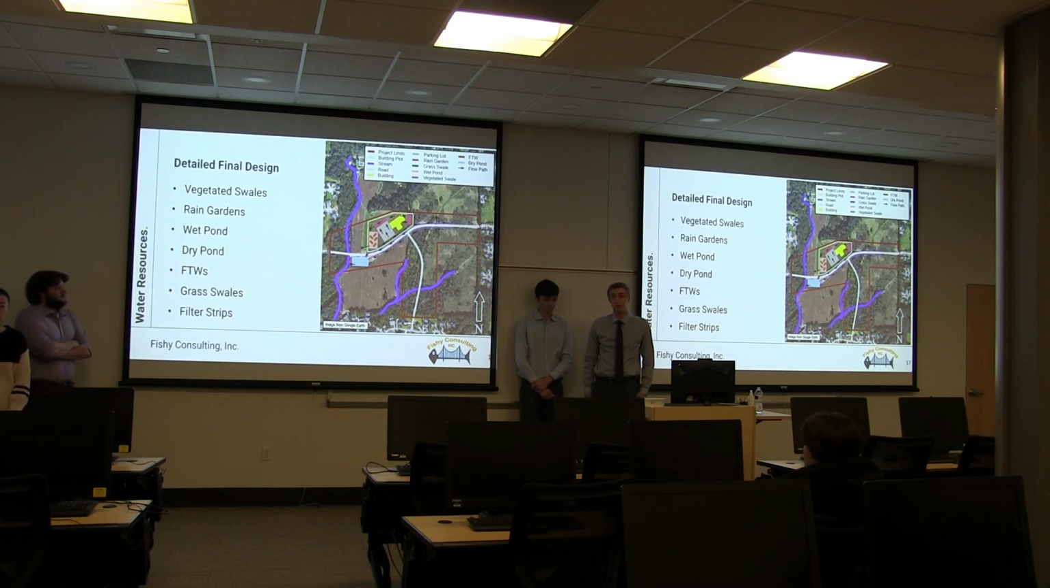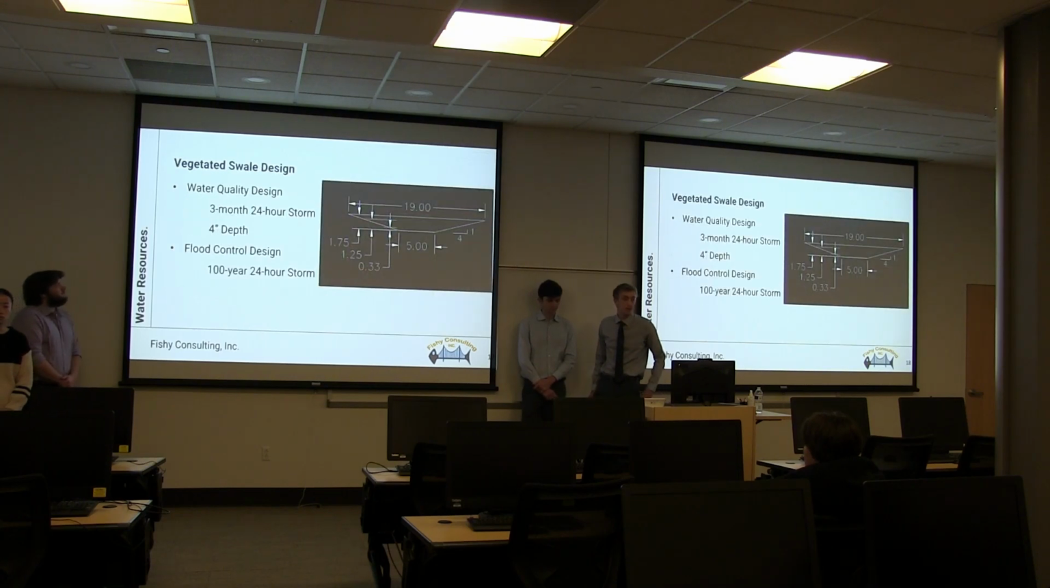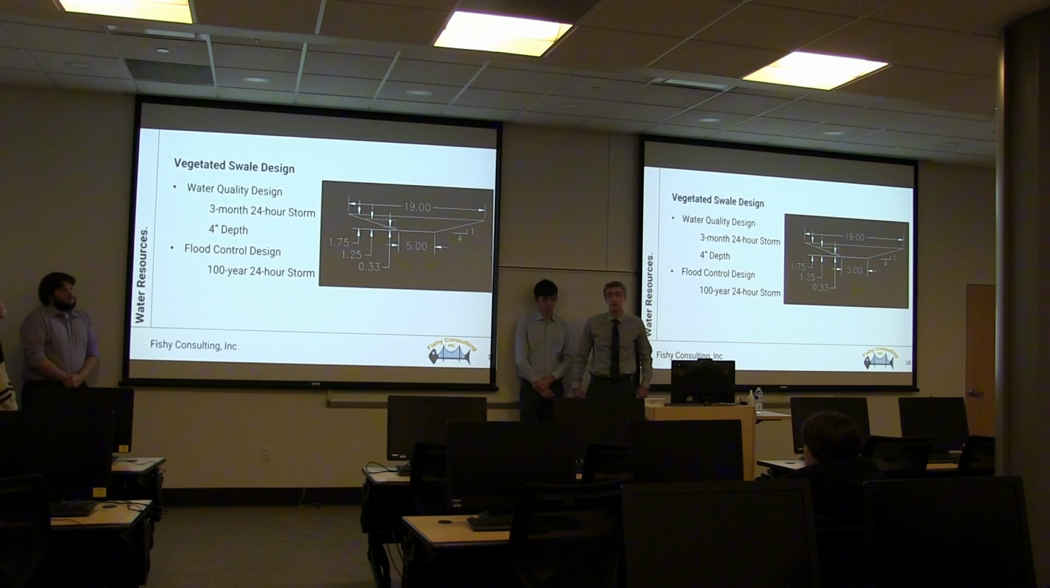The rain gardens both have upturned elbows, and the wet pond has flowing treatment wetlands, which will be able to sufficiently remove nitrogen from stormwater runoff. So for the vegetated swale design, it was first designed for water quality, and the 3-month, 24-hour storm was used as the water quality storm.